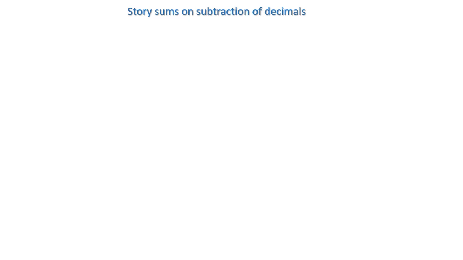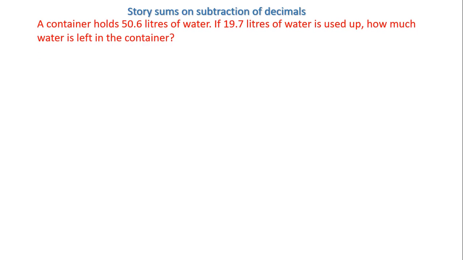Namaste students, in this video we are going to learn story sums on subtraction of decimals. Here is the story sum. A container holds 50.6 liters of water. If 19.7 liters of water is used up, how much water is left in the container?